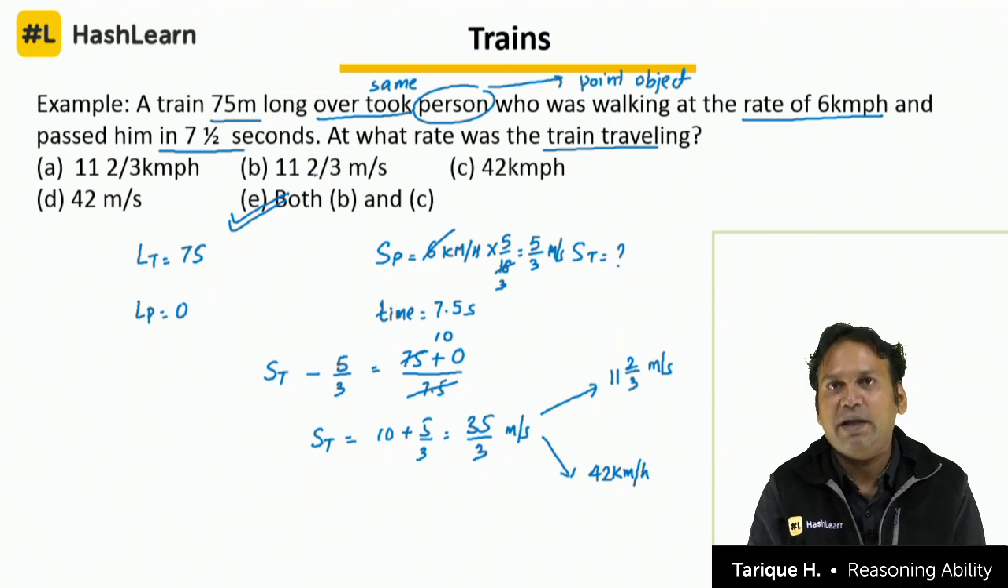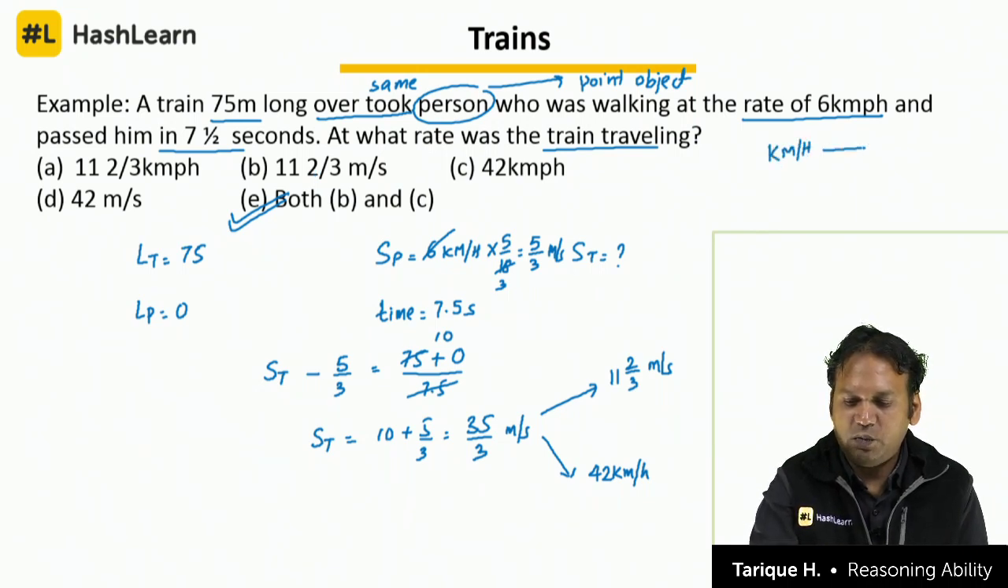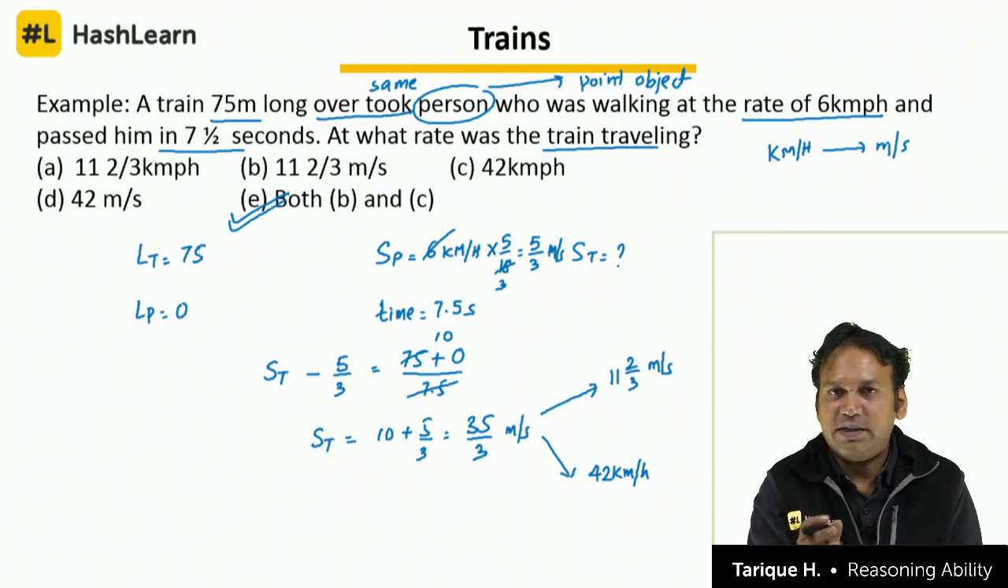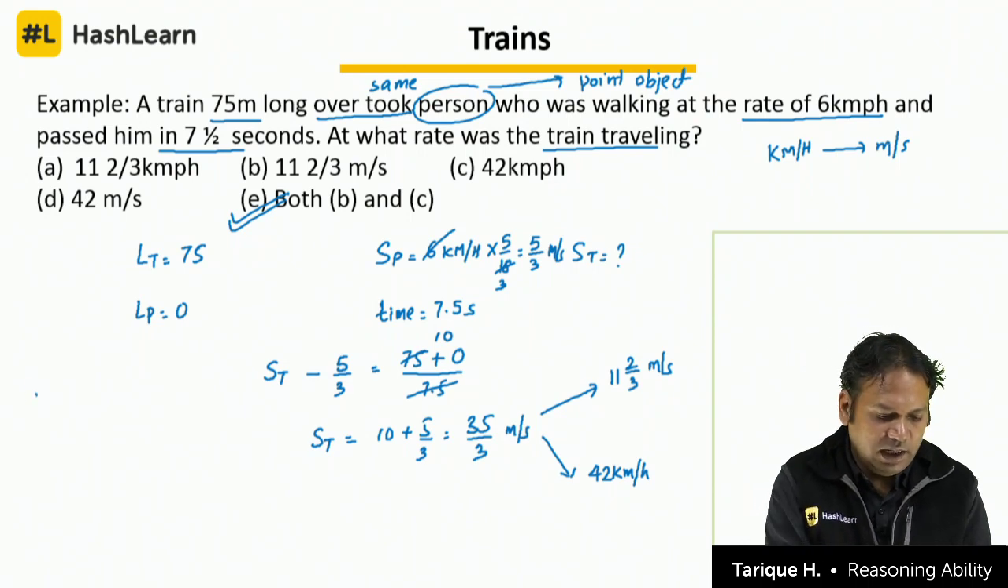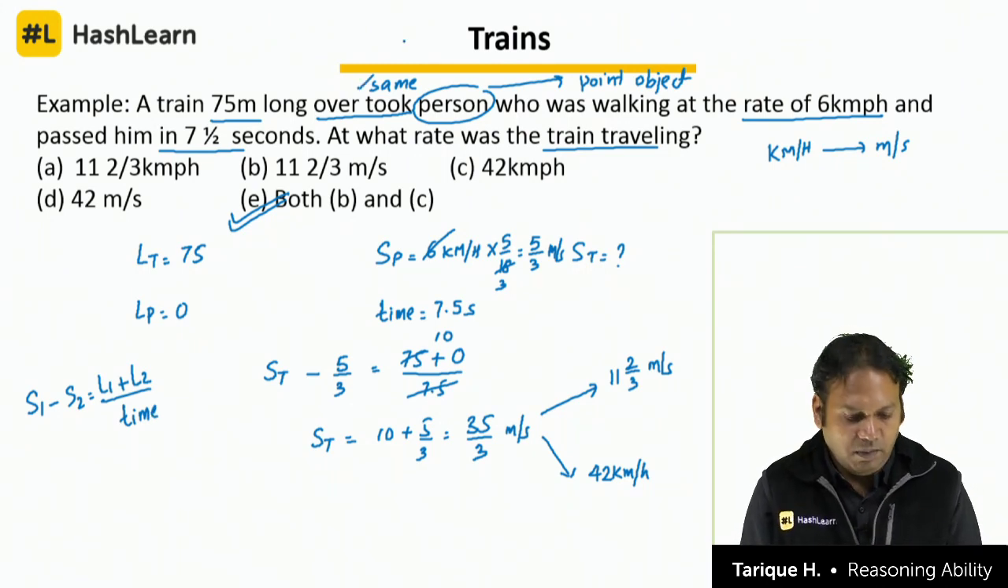So very simple to apply the concept if you know how to use it. So keep in mind always the first thing, convert speed from kilometers per hour into meters per second before you start solving the question. Think about what all is given to you: length of train, length of person. Length of person is 0 because the person is a point object. In the formula S1 plus minus S2, it will become S1 minus S2. Why S1 minus S2? Because the two objects are moving in the same direction. Okay, S1 minus S2.